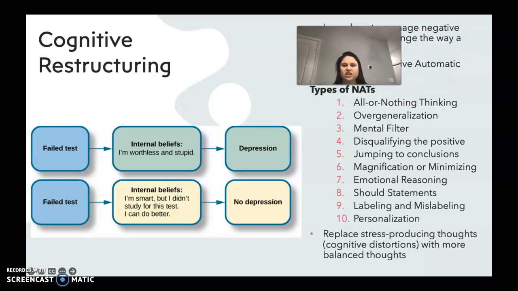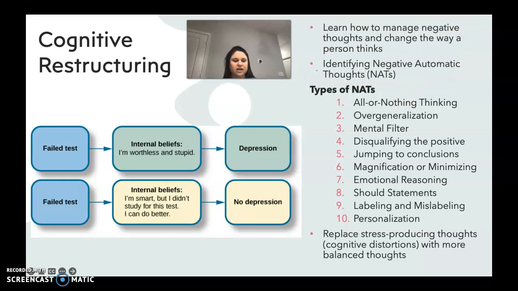The next strategy that can be implemented is cognitive restructuring, and this focuses on restructuring how the person is thinking. This process involves identifying a situation that leads to a negative thought and feeling, and then you examine what is true or false about the situation, and then the last step is developing an alternative or more balanced thought. For example, I failed a test.